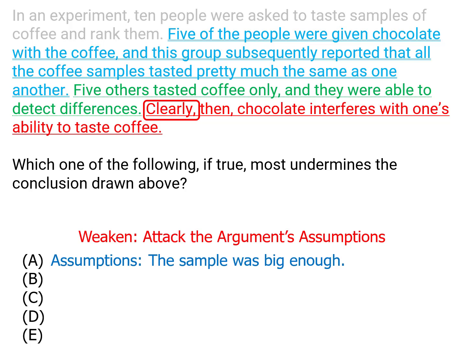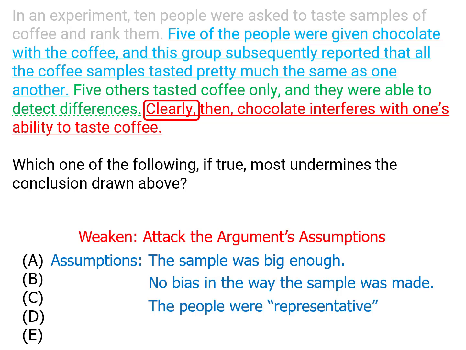They asked enough people. The second is that there wasn't any bias in the way that the sample was made. And the third is that the people in the study were representative, meaning there was nothing special about them that would throw off the results. Nothing special about the way they taste, about what they think about coffee, anything that could change the way we view the study and whether it's relevant to this conclusion. So the correct answer is going to attack one of those assumptions. Let's see what we've got to work with.